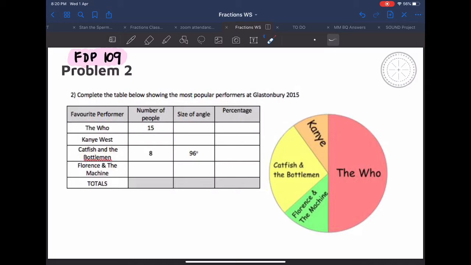Okay, so the first step is to write down all the totals that you know. We know the size of the angle total should be 360 degrees. Why 360? Because that is the measure of a full circle. A full circle has 360 degrees. So that means if I add this plus this plus this plus this, it should total 360 degrees. We also know that when you total percentages of a whole, it will total 100%. Then that means if I add this plus this plus this plus this, you will get 100.